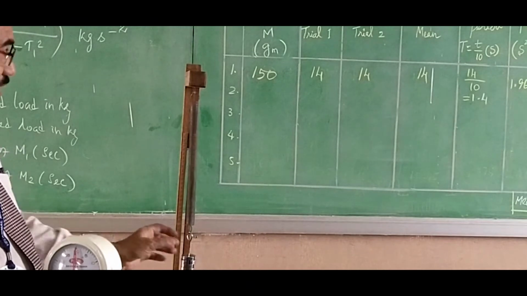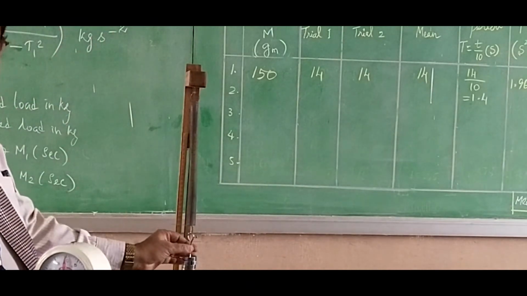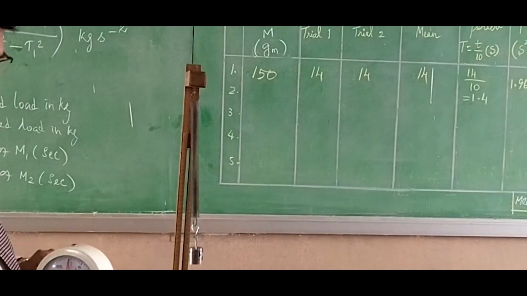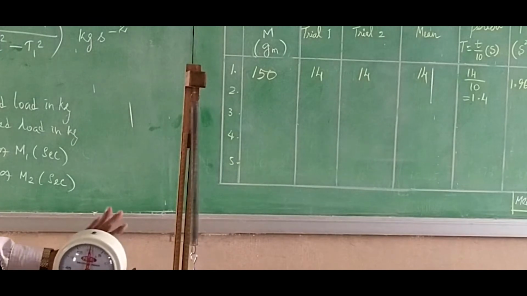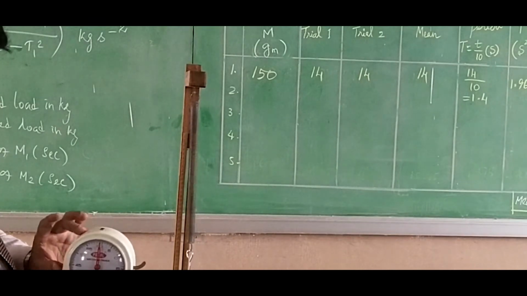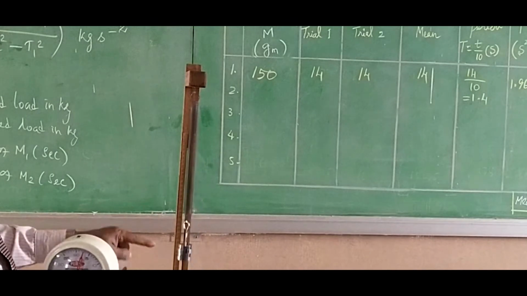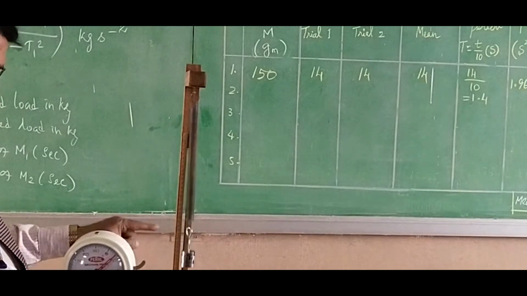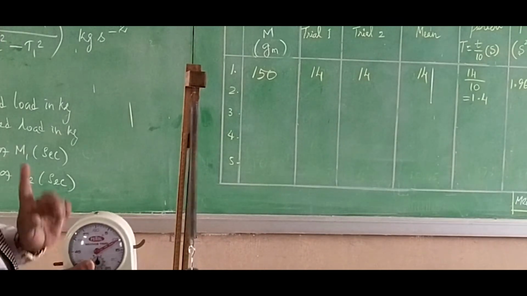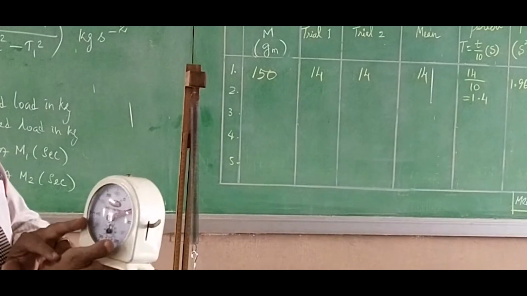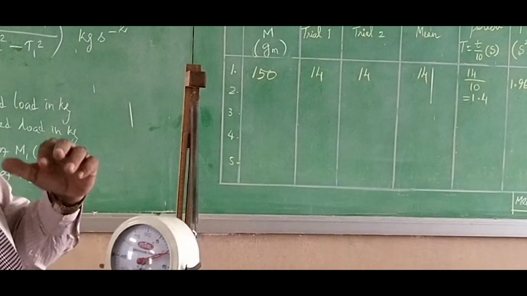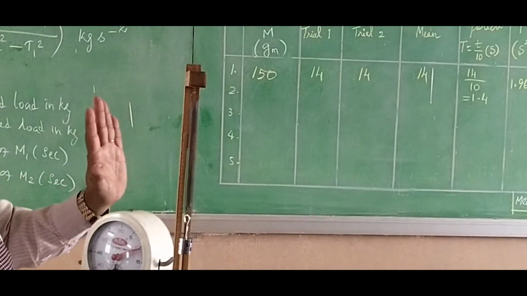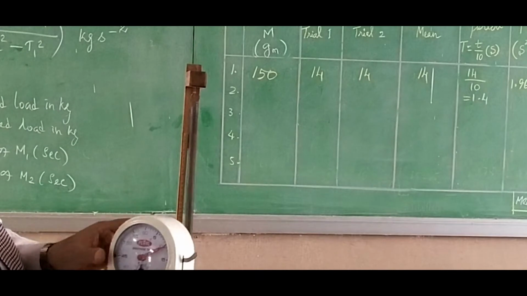For the second trial, do the same as in the first case. We need only 10 oscillations. So again I am going to start. 1, 2, 3, 4, 5, 6, 7, 8, 9 and 10. Again I got 15 seconds. As I told you earlier, I get the same value for both times, though sometimes it may increase or decrease by 1 second. But here I actually got both times 15 seconds.